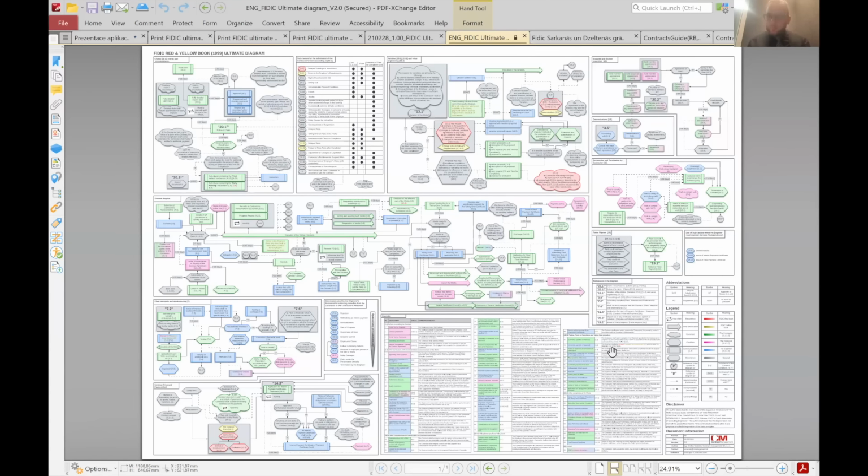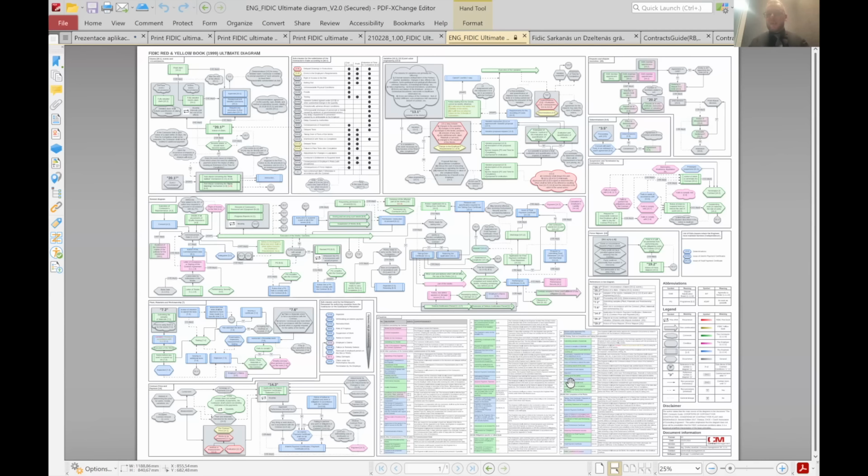I still haven't started to create the Fidic ultimate diagram for the 2017 books, but probably in the future I will. On the other hand, I don't think that it matters that much, because Fidic 99 is still widely used around the world. And as far as I know, most of the people here are from Latvia, and you are using Fidic 99, not Fidic 2017. So it's actually good to have it, because Fidic 99 is still in use today.